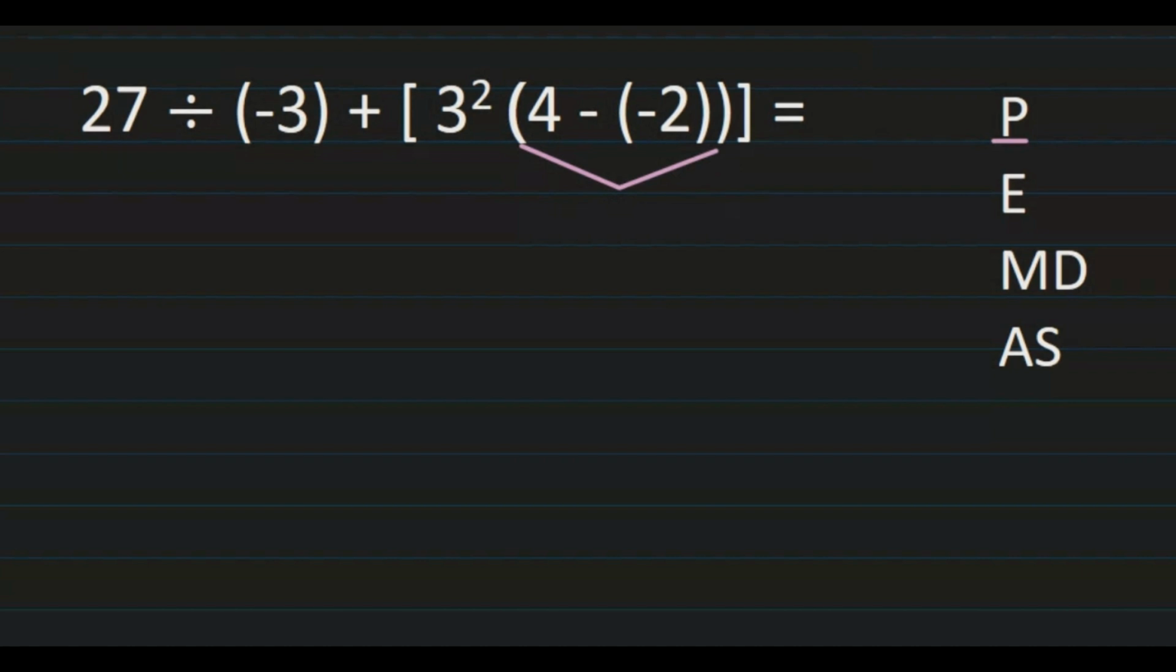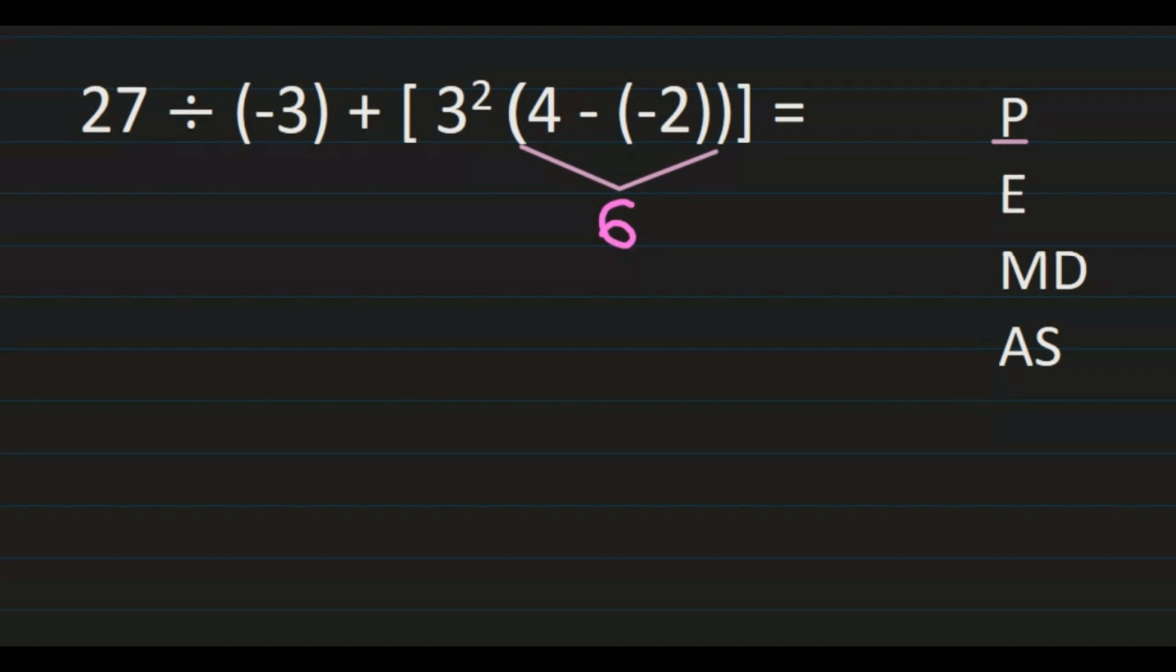So I'm subtracting integers. So the 4 remains the same. Subtraction becomes addition, and then we switch the sign of the second number. So the negative 2 becomes a positive 2. So this is actually 4 plus 2, and 4 plus 2 is 6.